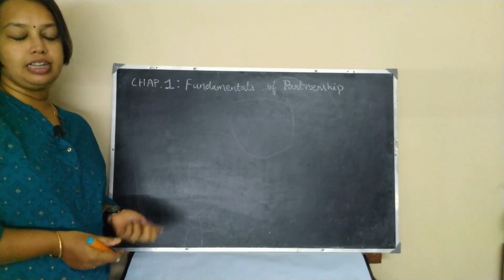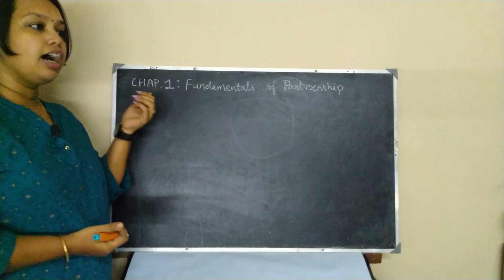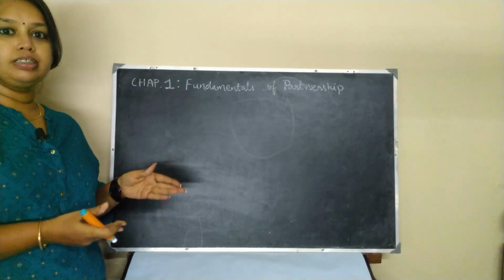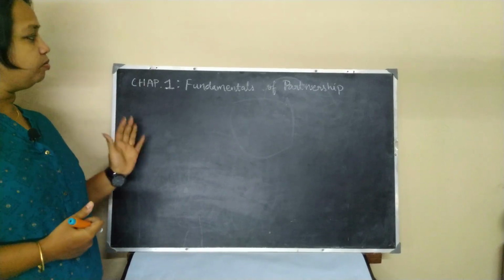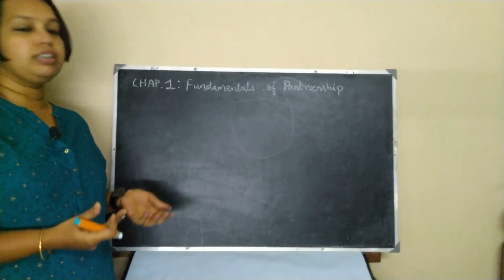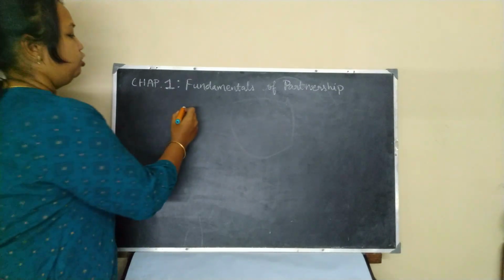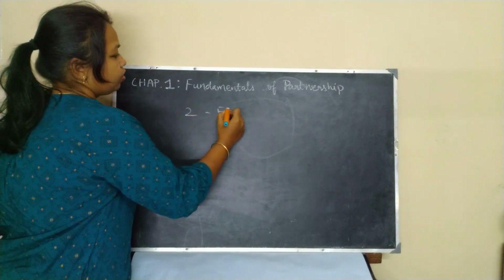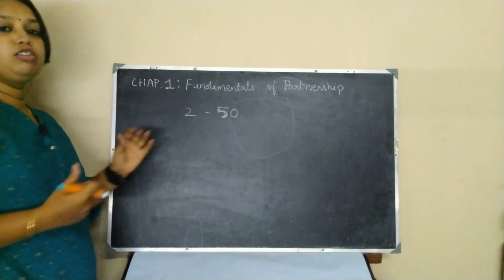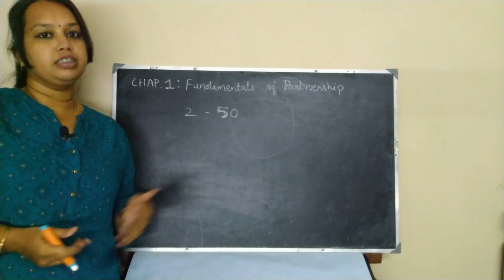Our chapter number 1 is fundamentals of partnership. Until now there was only the sole trader, so whatever net profit comes, he will take it. Now moving on to the next type of organization, partnership. In partnership there will be a minimum of 2 to a maximum of 50 partners.